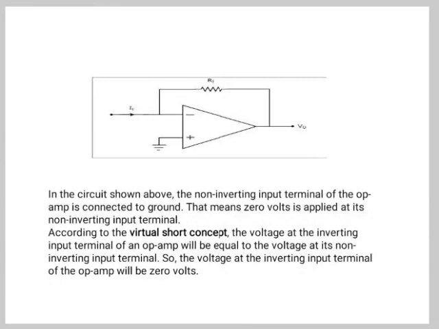So this diagram shows the I to V converter. In this circuit shown above, the non-inverting input terminal of the op-amp is connected to the ground, that is, 0 volt is applied at its non-inverting input terminal. According to the virtual short concept, the voltage at the inverting input terminal of an op-amp will be equal to the voltage at its non-inverting input terminal. So the voltage at the inverting input terminal of the op-amp will be 0 volt.